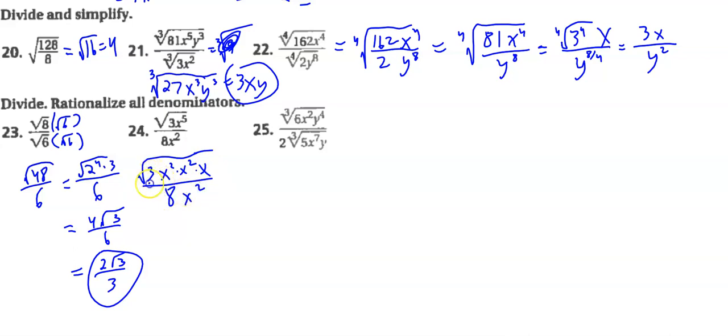So the 3 stays in there, the x stays in there, but those two x's are going to come out. So we get x squared on the outside. So x squared times 3x left over inside over 8x squared. The x squared cancel, so you get square root of 3x over 8. That's 3 right there.